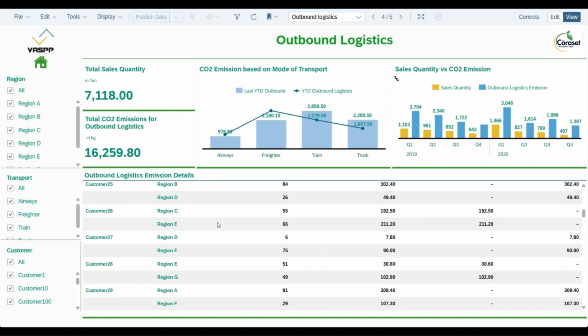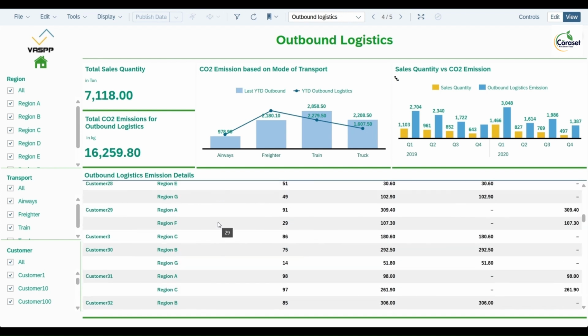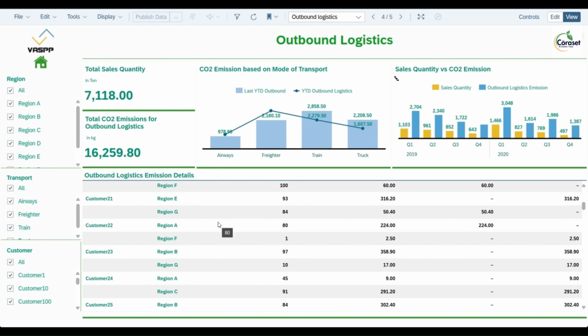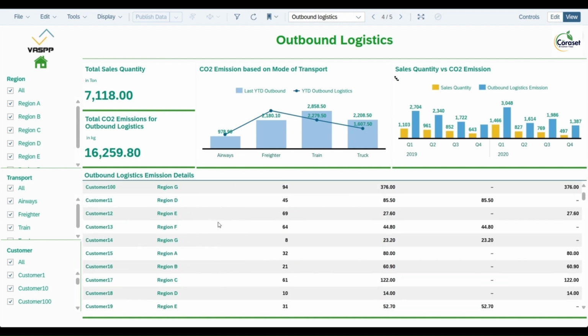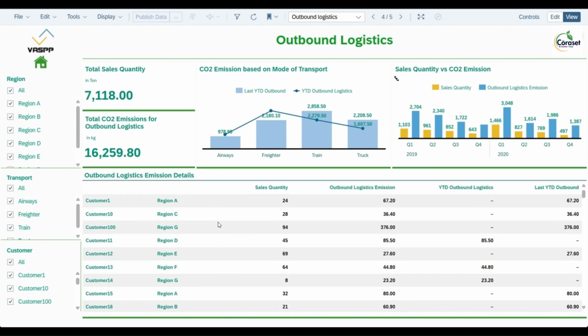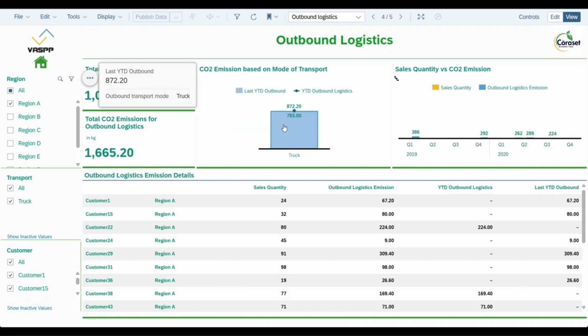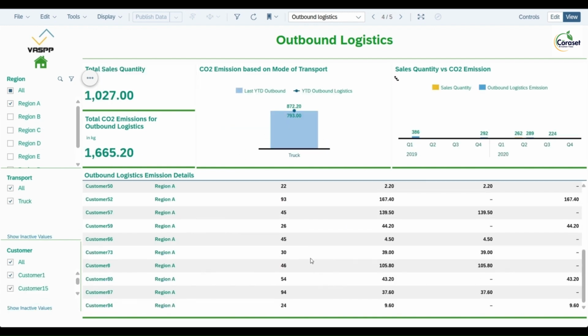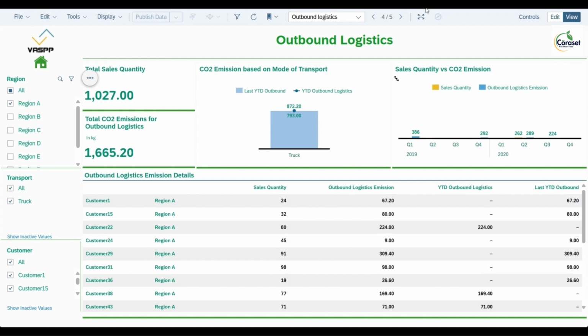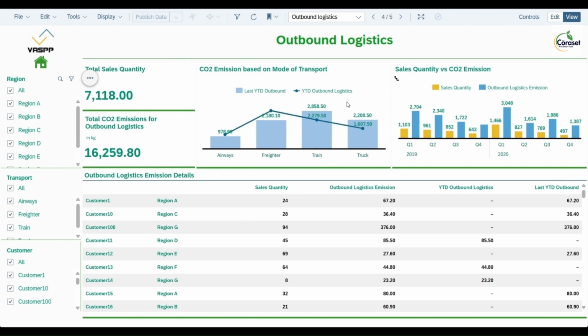This table enables users to analyze emissions data comprehensively, identify high-emission areas, and make informed decisions to enhance sustainability in outbound logistics. Additionally, sample filters are available on this page to sort data and allow users to interactively analyze data by selecting specific criteria to focus on. Filters such as region, transport, and customer are used to narrow down the data for a more granular view of the data.